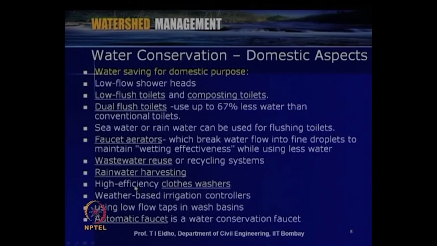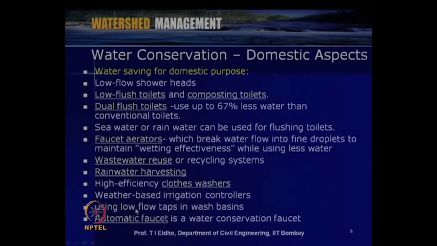Then rainwater harvesting, then high efficiency clothes washers, then weather based irrigation controllers, then using low flow taps in wash basins, and automatic faucets, which is a water conservation faucet. So, when we look into domestic aspects, how much can we reduce per capita, or per person, on a domestic basis for cooking, washing, or normal usage like toilet usage, brushing, or shaving? If you reduce the usage through various means, then we can go for better water conservation.